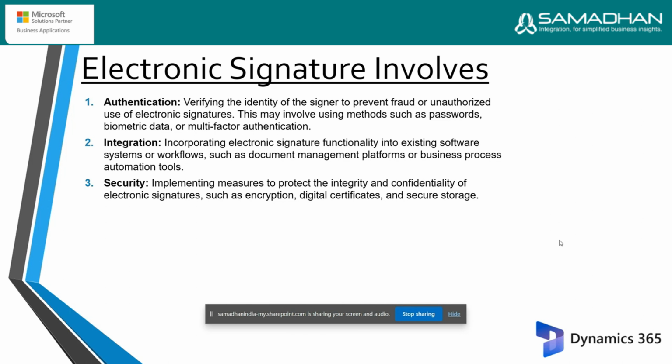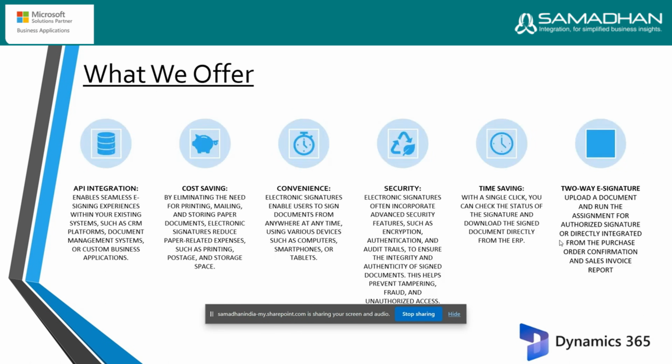We begin with API integration, which gives your people a seamless signing experience inside the ERP they already use, with no separate portal to learn. Next comes cost saving. When you remove the printing, the courier charges, the postage, and the physical storage of paper files, the paper-related cost of every approval effectively disappears from your books.